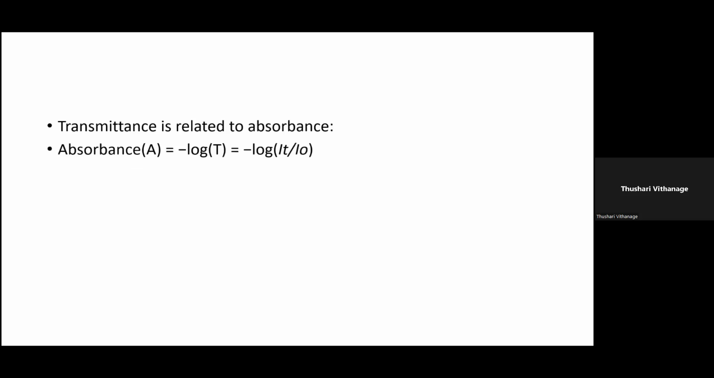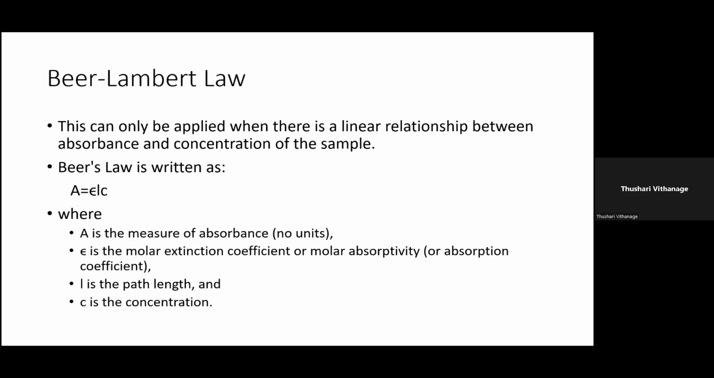Transmittance is related to absorbance. Absorbance is equal to the negative logarithm of the transmittance. So here in spectrophotometry, we use the Beer-Lambert law. But this can only be applied when there is a linear relationship between the absorbance and the concentration of the sample. Here, we measure the absorbance. We should know the molar concentration of the analyte in the sample, and we can calculate the concentration of the analyte in the sample.